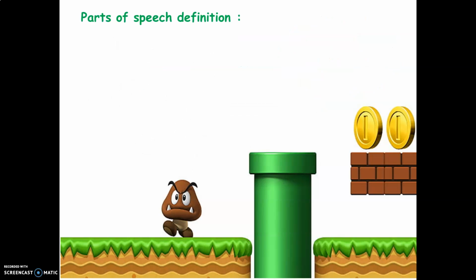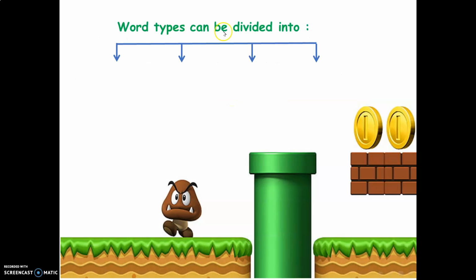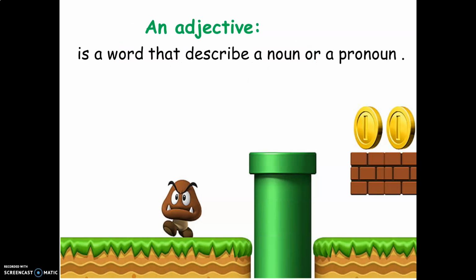Now we will start my main lesson for today, and it's about parts of speech definition. What do I mean by parts of speech definition? Parts of speech definition are used in traditional grammar for one of 9 main categories into which words are classified according to their function in a sentence. So word types can be divided into nouns أسماء, verbs أفعال, adjectives صفات, adverbs حال. Okay? Now we will start the adjectives and the adverbs.